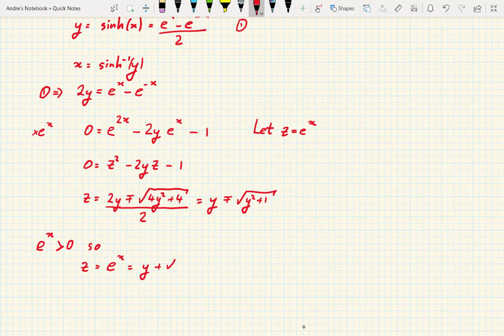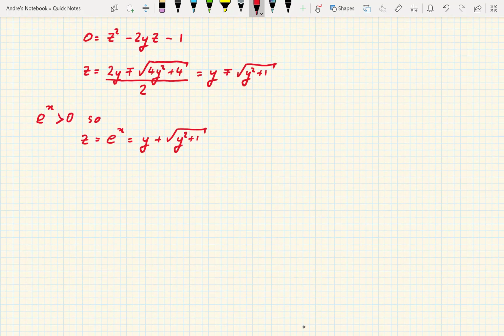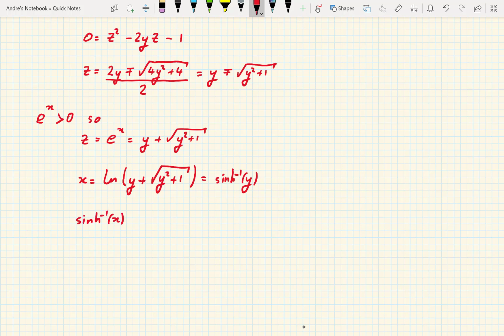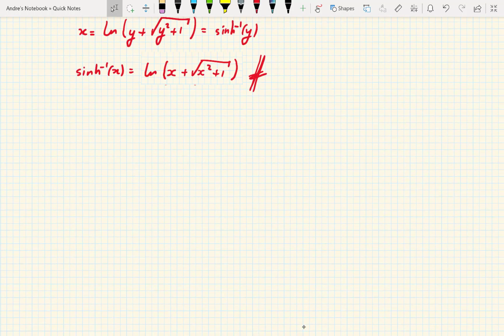So therefore, e to the x is equal to y plus the square root of y squared plus 1. And consequently, x is equal to the log of y plus root y squared plus 1. And that's equal to the inverse hyperbolic sine of y. Changing variable names gives inverse sinh of x equals log x plus root x squared plus 1. The computation of the inverse cosh is similar.